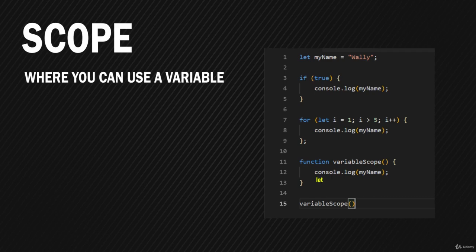What about if you go and define variables within your function? Can you use them outside of the function? What about if you define it within a block of curly braces? Can you use it outside of that? And this is where scoping comes into the picture.